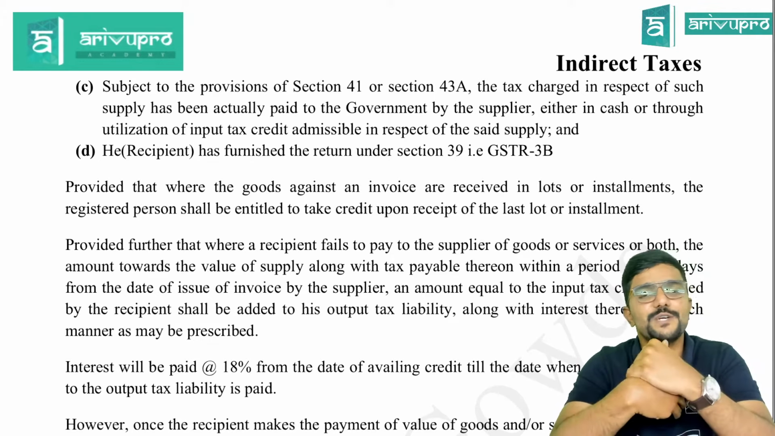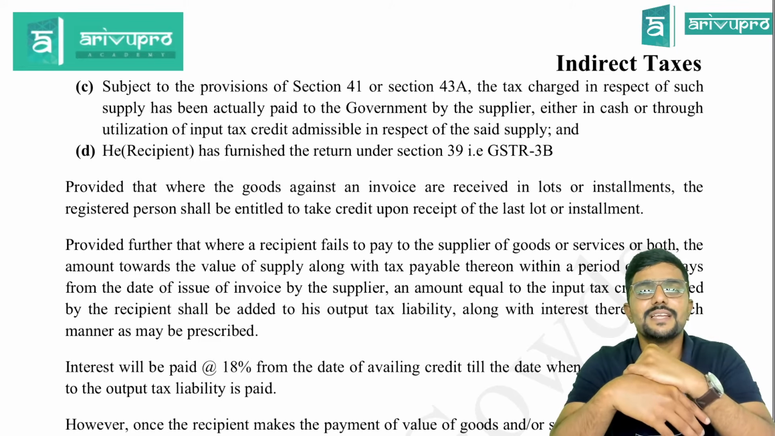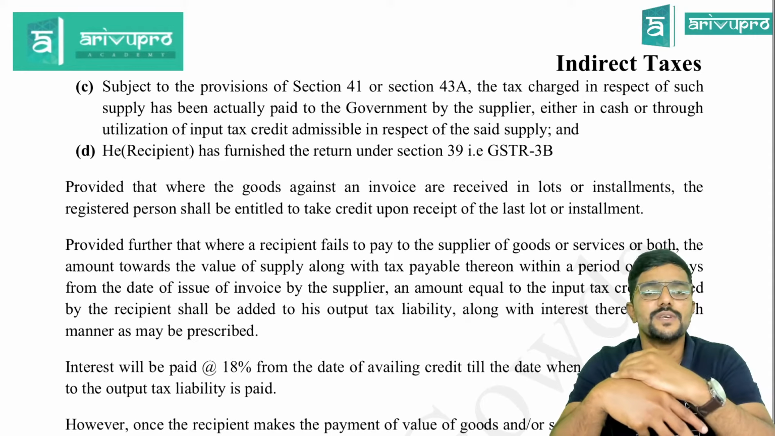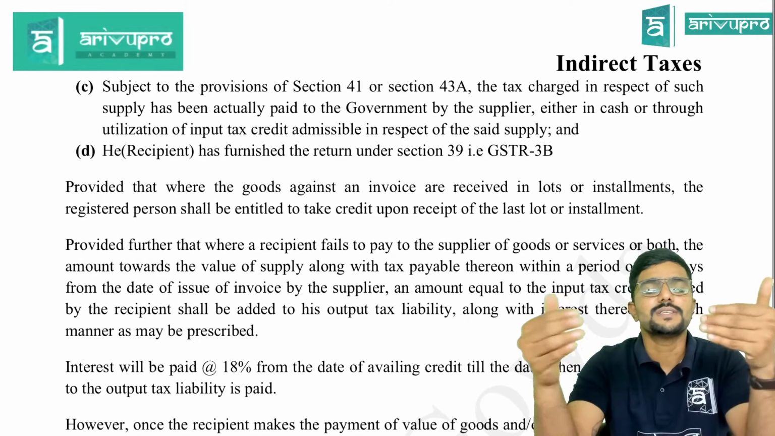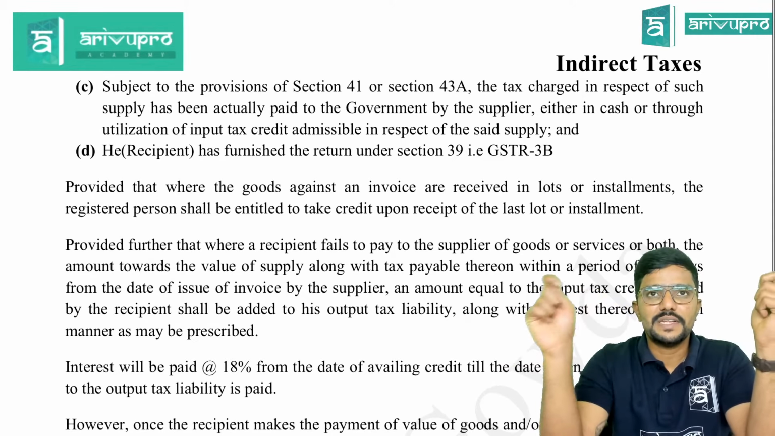So what they are trying to tell here is, the recipient can claim the credit only if the government has received the tax. If not, for example, supplier, please pay attention here.